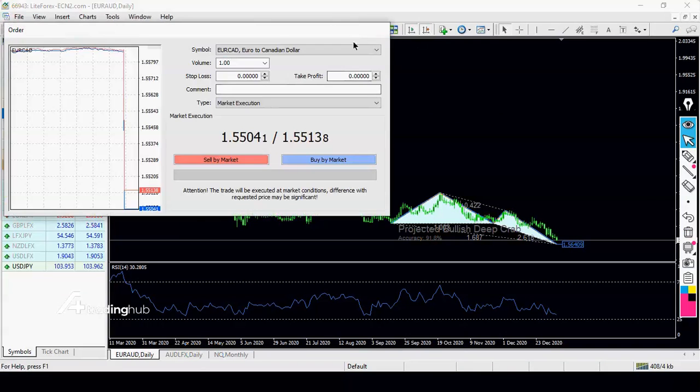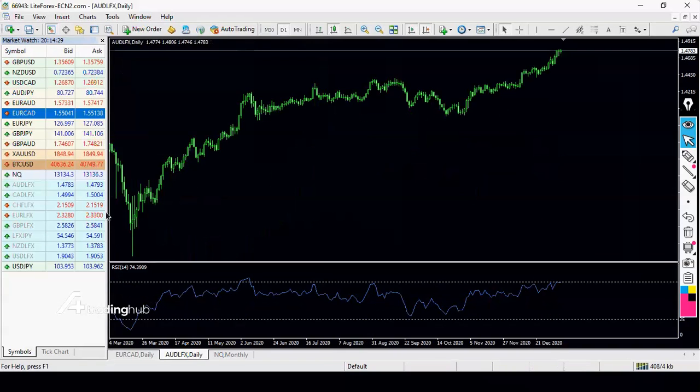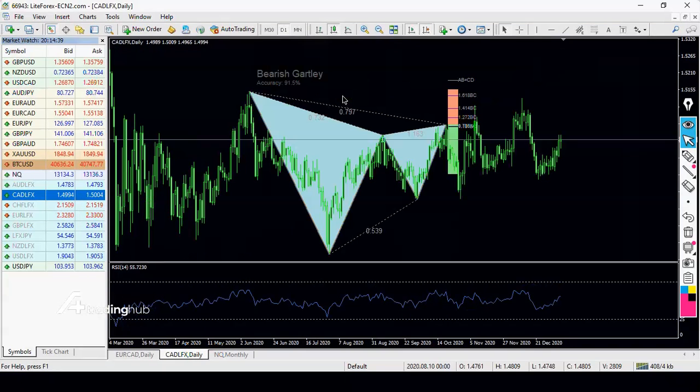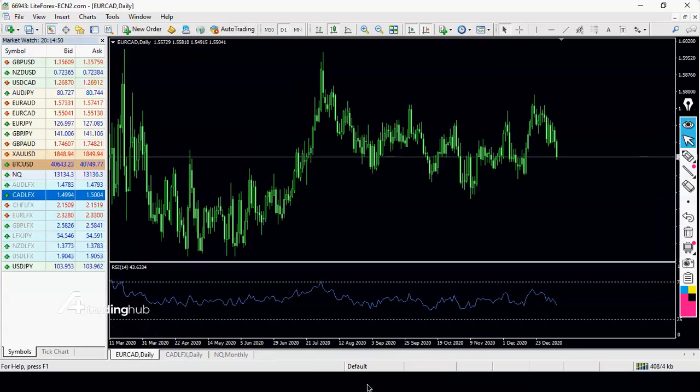Eurocard. Okay, step out. Eurocard. Look at the card index. Alright, the bearish Gatling is still in play. So back to TradingView.